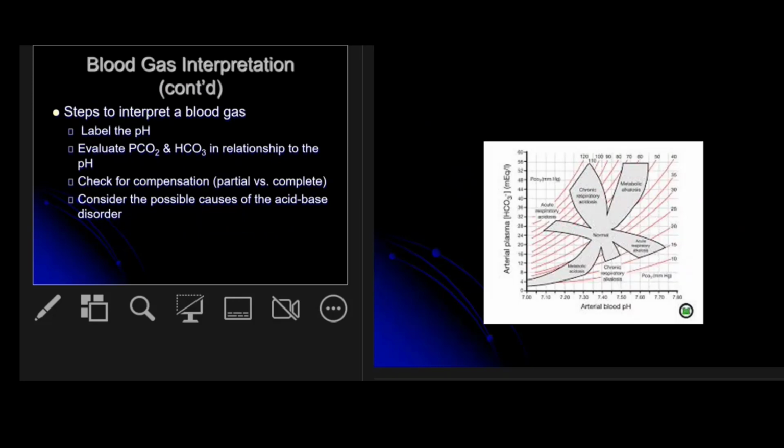So how do we interpret a blood gas? The first thing we do is we label the pH. The second thing we do is we look at the CO2 and the bicarb in relationship to the pH. And then we check for compensation, either partial or complete. And then we consider the possible causes of the acid-base disturbance.